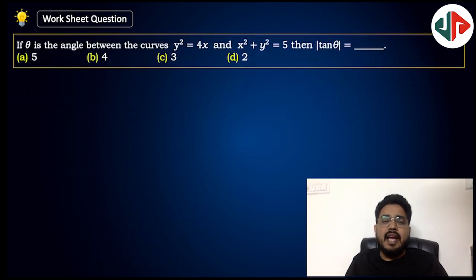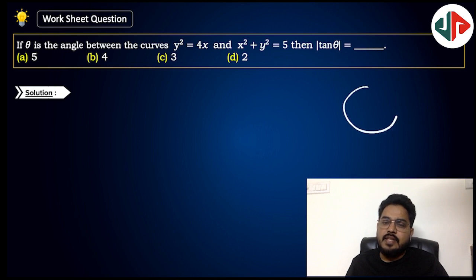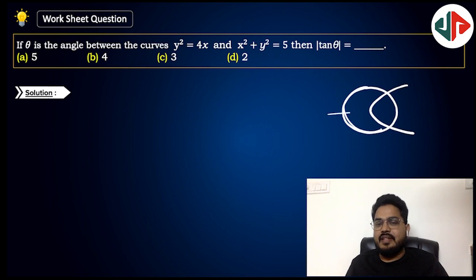If theta is the angle between two curves, then what is the angle? You have a circle x square plus y square is equal to 5 and you have y square is equal to 4x. Because the curve is symmetric about the x-axis, this angle is going to be the same, so you need not worry. So what is the point of intersection?